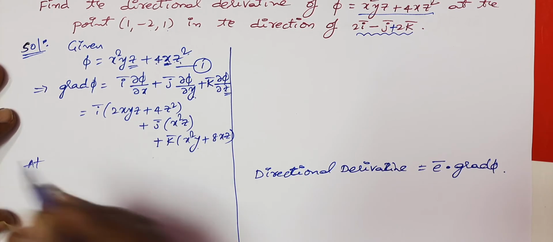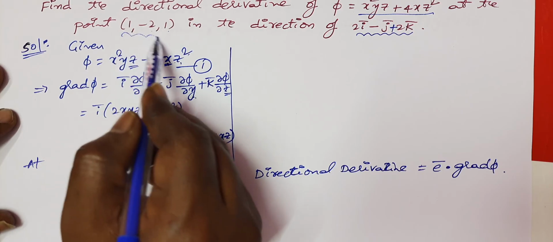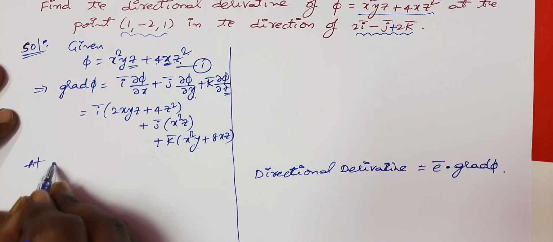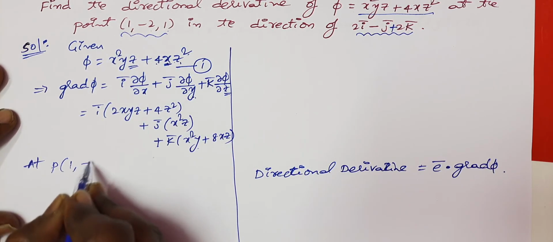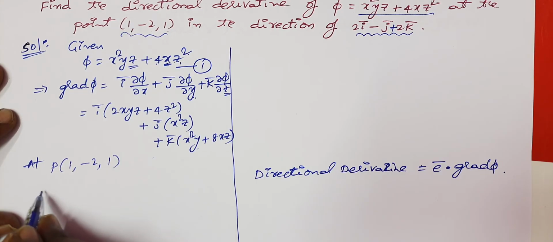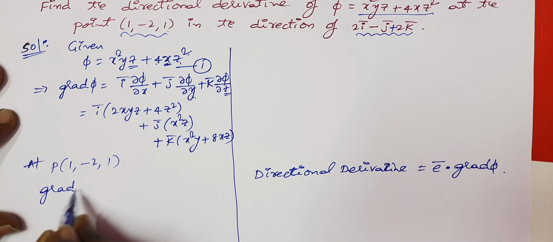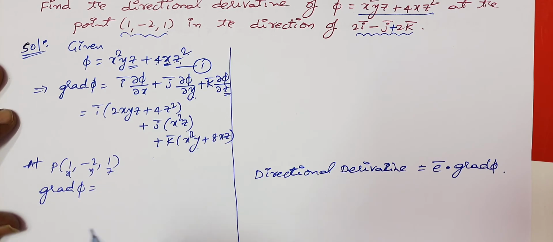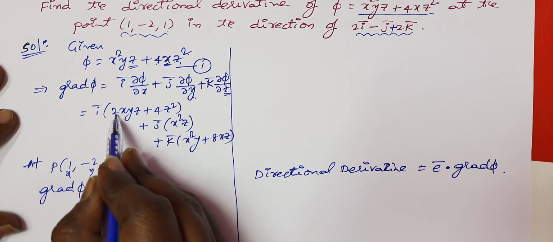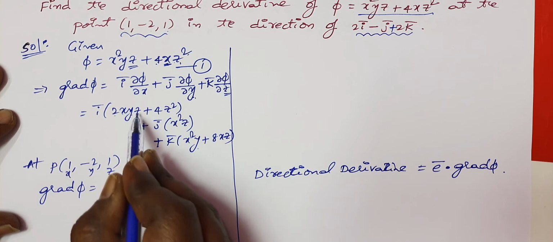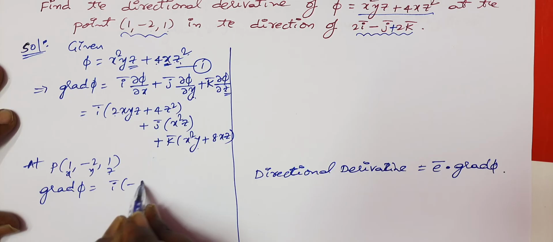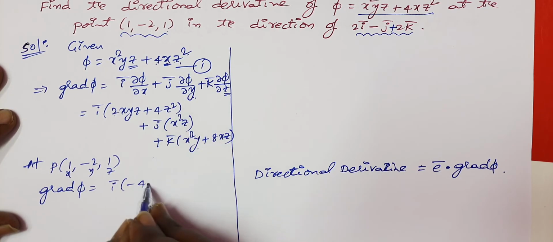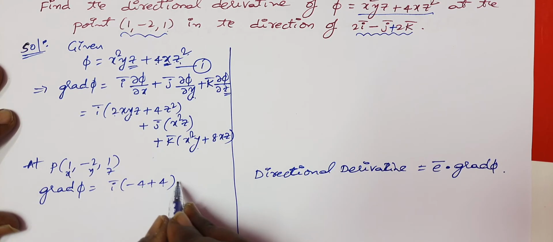At the point, we have to find the directional derivative at the given point. So at the given point P (1, minus 2, 1), the above gradient becomes, replace x value is 1, y value is minus 2 and z value is 1. Here 2 into x value 1, y value minus 2, so minus 4, i bar into minus 4, and z is 1, so plus 4. Minus 4 plus 4 gets cancelled.